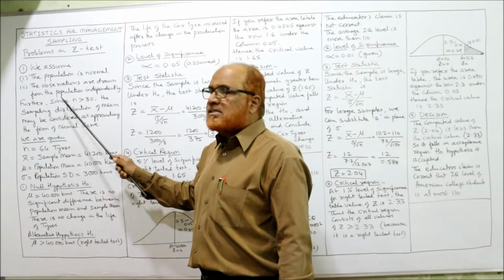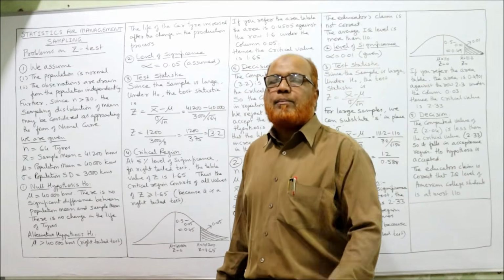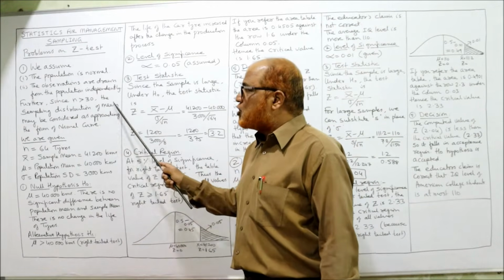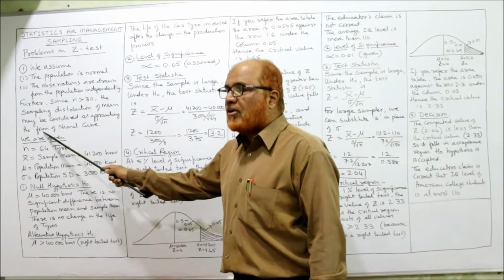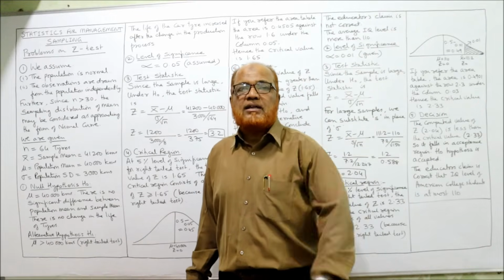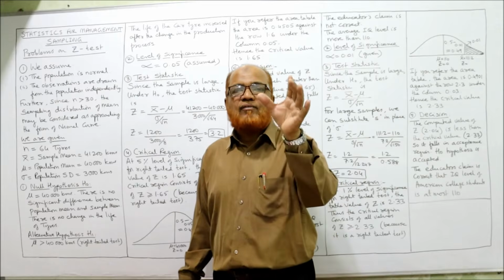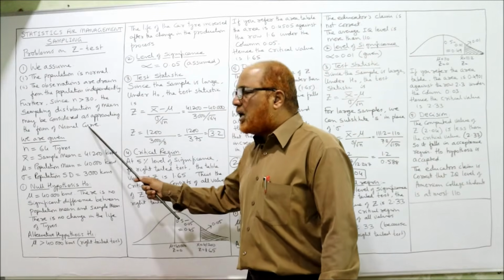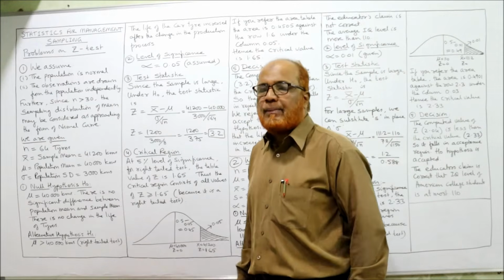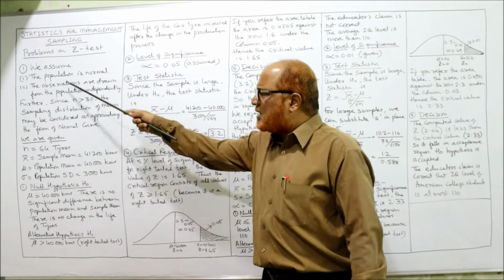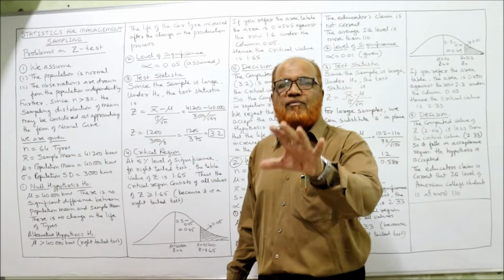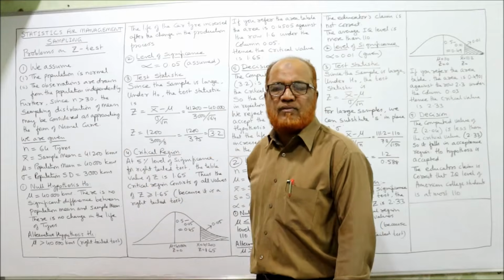Now, since n is greater than 30, because the sample size given in the problem is 64, which is more than 30, the sampling distribution of the mean may be considered as approaching the form of a normal curve. When the sample size is more than 30, we assume it will follow a normal distribution and we apply the normal curve. So these are the assumptions. Even if you don't write these assumptions in the examination, it will be okay. For your information, I am writing these assumptions.